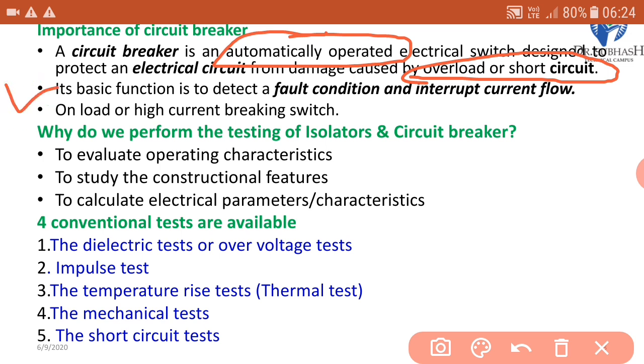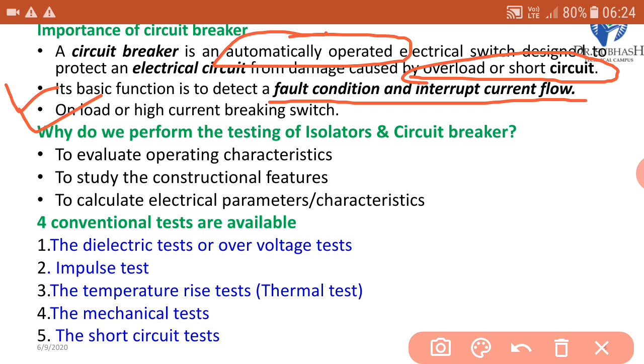Its basic function is to detect a fault condition and interrupt current flow. If a fault occurs in the system, then it will operate and the current will be interrupted. It is an on load or high current breaking switch. Okay, it is an on load or high current breaking switch.